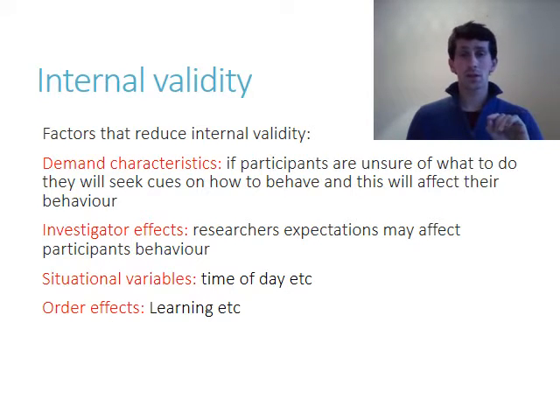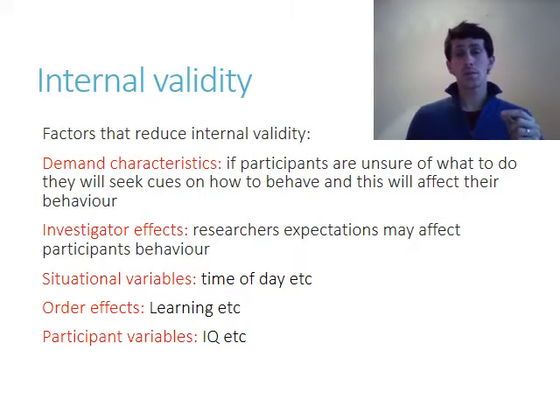Order effects we've already discussed a lot in previous lessons, the effect of learning or boredom, and as long as we can control order effects, we can have high levels of internal validity. Other factors might include participant variables. So in certain studies regarding memory, concentration, there are participant variables such as IQ, which are going to have a clear effect on the results. People with high IQ are more likely to do well in a concentration task or in a memory task. So these are things we've got to control in our studies.